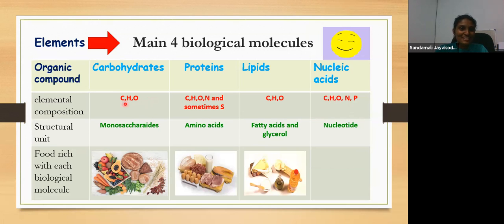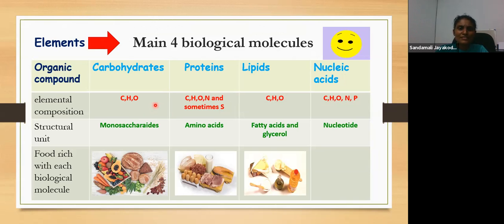Here carbohydrate contains carbon, hydrogen, and oxygen. Then proteins contain carbon, hydrogen, oxygen, N is nitrogen, and sometimes a little amount of sulfur. S is sulfur. Then lipids. Lipid has the same elemental composition as carbohydrate. It again contains carbon, hydrogen, and oxygen. And then we are moving to nucleic acids. They contain carbon, hydrogen, oxygen, nitrogen, and phosphorus.